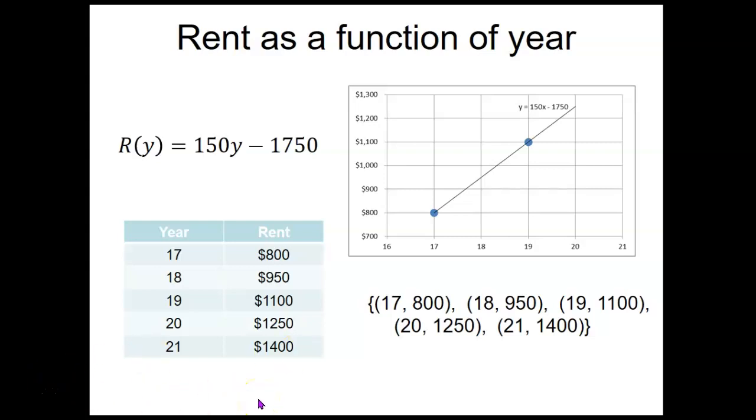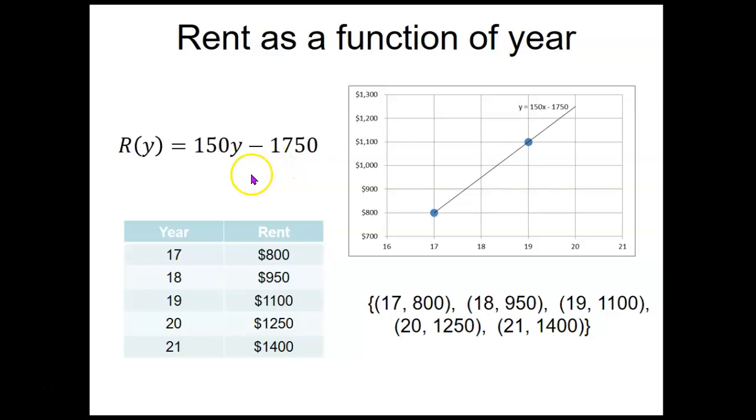And there are different ways we can specify that relationship. I could give you a table of values for each year. What's the rent in that year? Or I could think of that as a set of pairs of numbers, where the first number in each pair is the year, and the second number in that pair is the rent for that year. So if you just think of that as a set of ordered pairs, ordered because it matters which one's first and which one's second. The way I've got it set up, the first number in each pair is the year, and the second number is the rent.